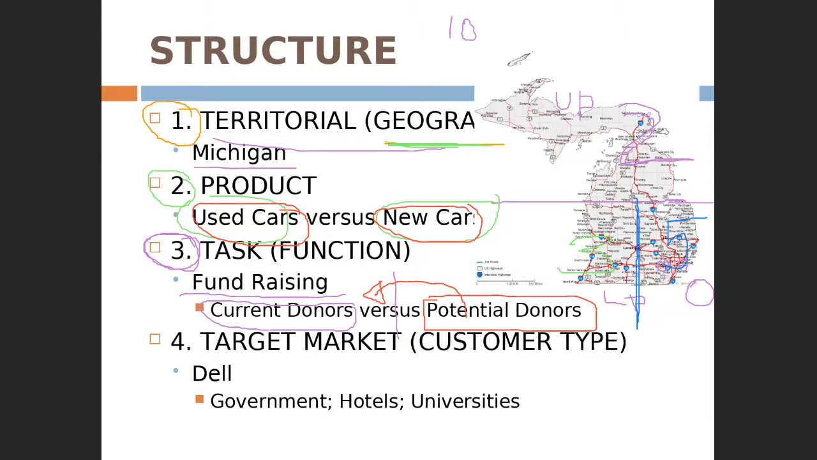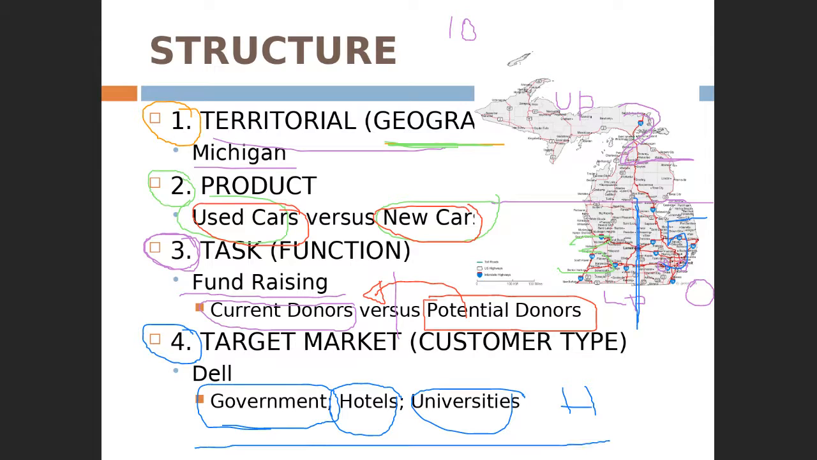Finally, you can set up your sales force on the basis of customer type or target market. Here's an example of Dell. They are after the government market, hotels and motels, universities, hospitals. Essentially, these are different types of customers, or rural customers versus urban customers. So they have organized their sales force on the basis of their target market.